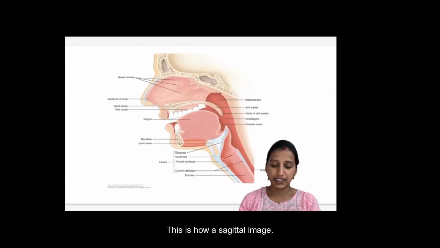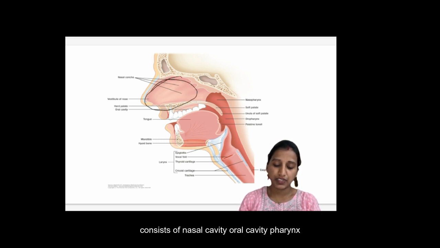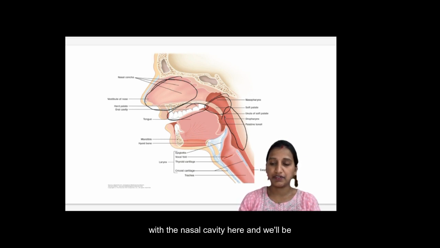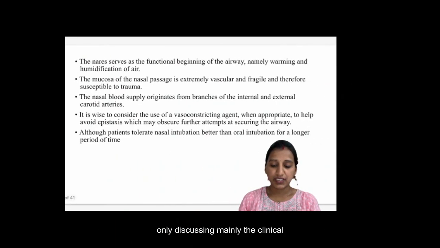This is how a sagittal section of the airway looks, wherein it consists of the nasal cavity, oral cavity, pharynx, and the larynx. This is the upper airway. So we shall discuss each in detail, starting with the nasal cavity. Herein we'll mainly be discussing the important clinical, anatomical and physiological aspects rather than detailed anatomy, which is more important while performing a procedure.